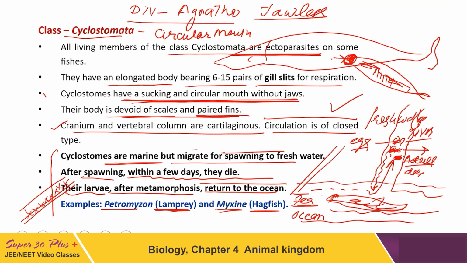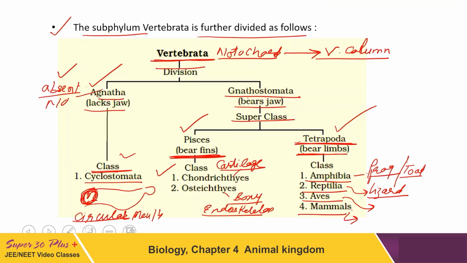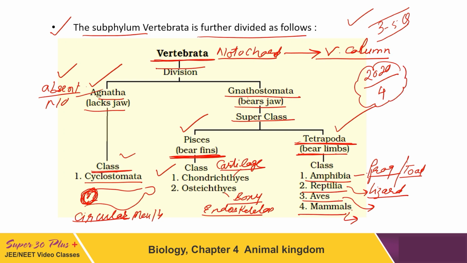cyclostomata. Now can we go back for a fast recap, because it is important. I told you this chart is very, very important. A question may come. I told you earlier, from chapter 3 to 5 questions come almost every year. Last year in 2020, 4 questions came from this chapter, and you can answer these easily. It seems that many names and terms are there, but if you understand conceptually and are sound, you can answer these questions easily.